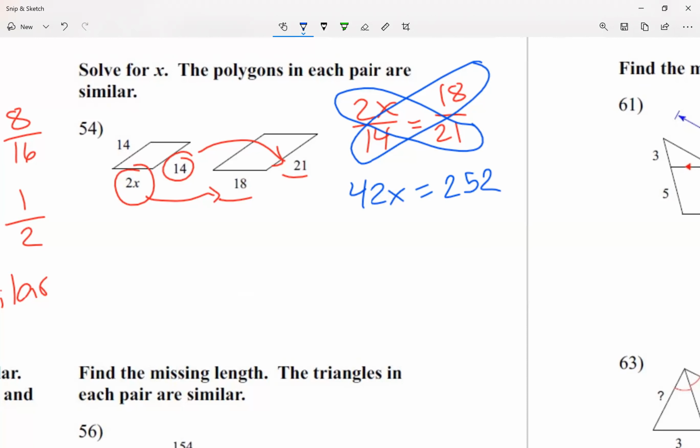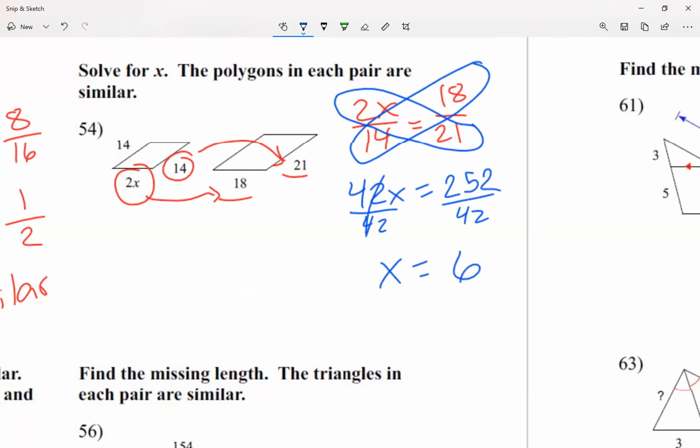All right, to get the x by itself, let me divide by 42 on both sides. So I get x by itself. 252 divided by 42 is 6. So I have that x is equal to 6. When you type in your answer, just type in the number 6. You don't have to type in x equals. So just 6. X is equal to 6.